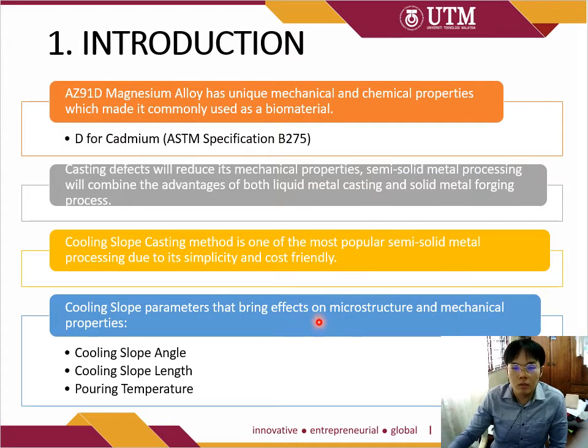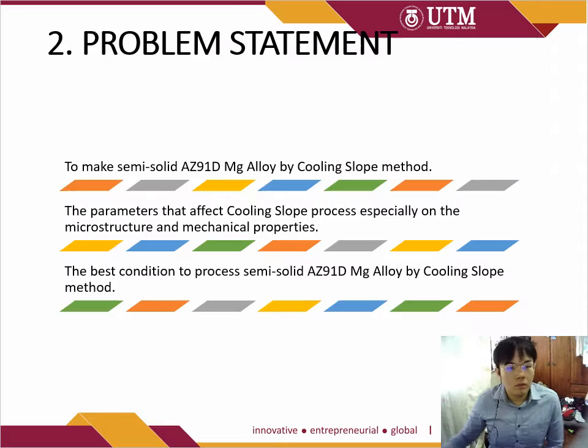microstructure and mechanical properties. So the problem statement for this project is to make semi-solid AZ91D magnesium alloy by the cooling slope method, study the parameters that affect the cooling slope process, especially on the microstructure and mechanical properties, and find the best condition to process semi-solid AZ91D magnesium alloy by the cooling slope method.